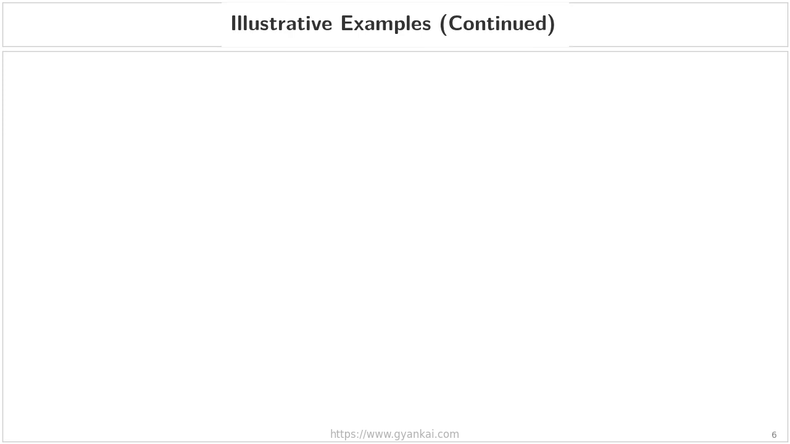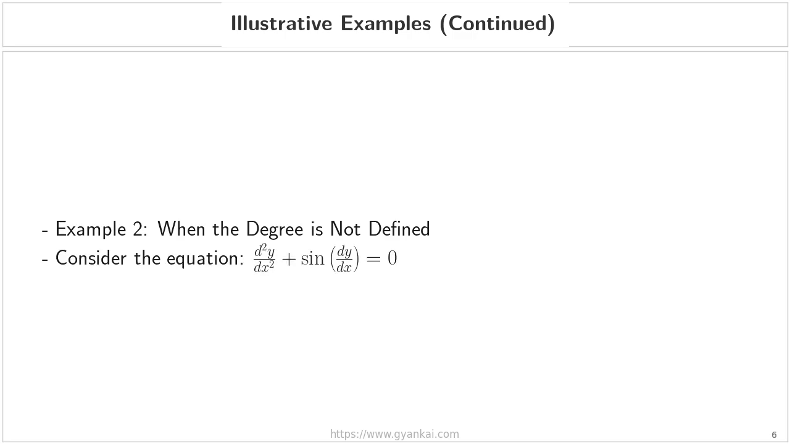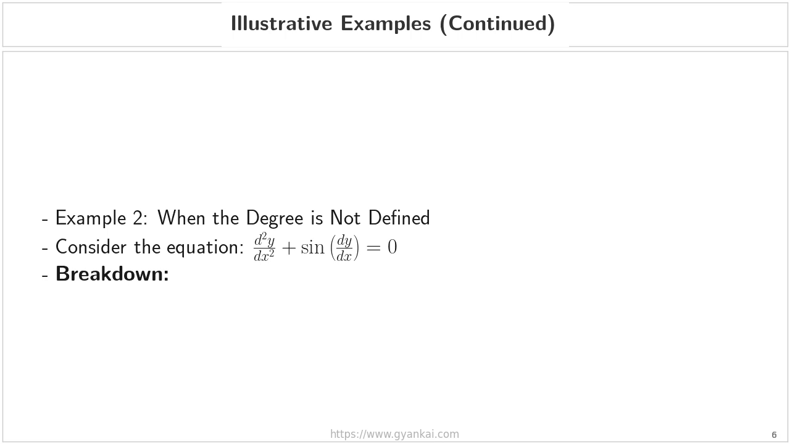Illustrative examples continued. Now, let's move on to our second example, which illustrates a very important trap you might encounter. This is a case where the degree is actually not defined. Take a look at this equation. The second derivative of y with respect to x plus the sine of the first derivative of y with respect to x equals 0. Let's break this down step by step, just like we did in the previous example.